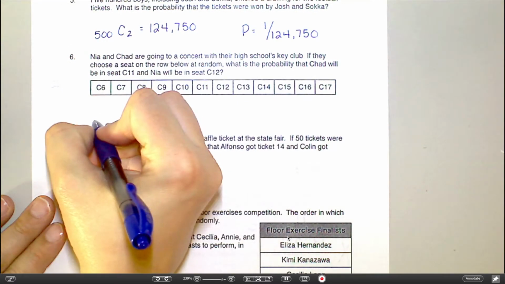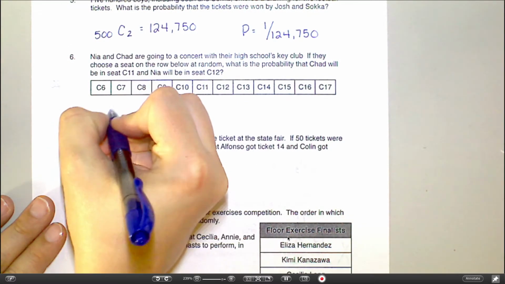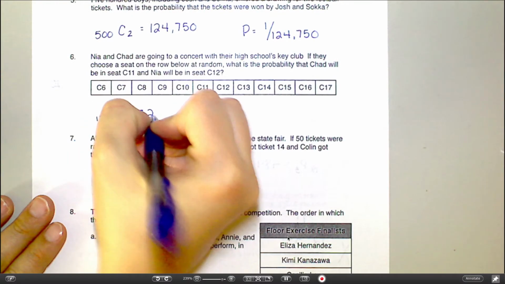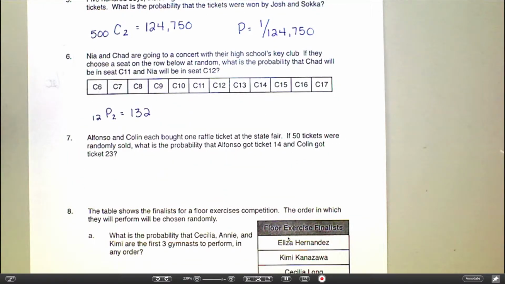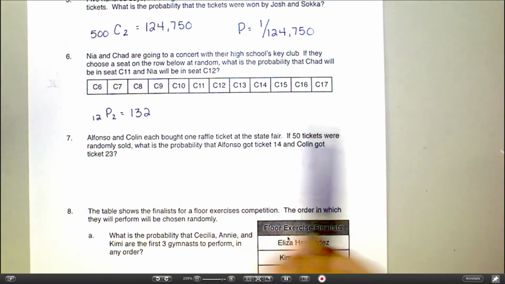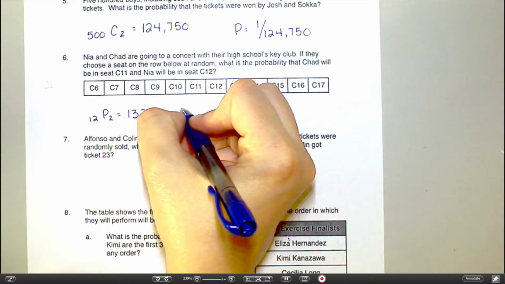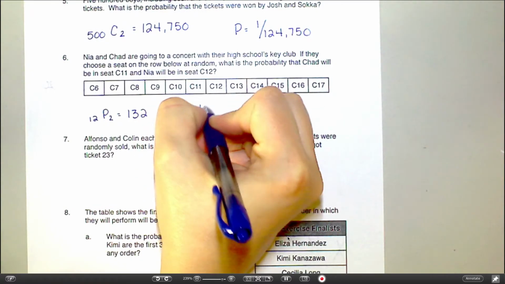12 NPR 2, yep. That equals 132. Okay, and out of those 132 different arrangements, how many would there be where Chad is here and Nia is here? One. Just one of those, right? So the probability is 1 out of 132.